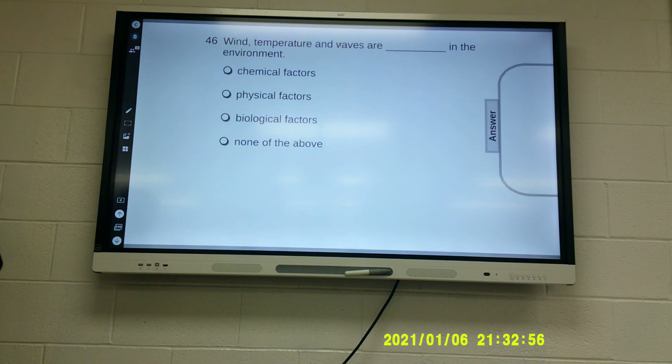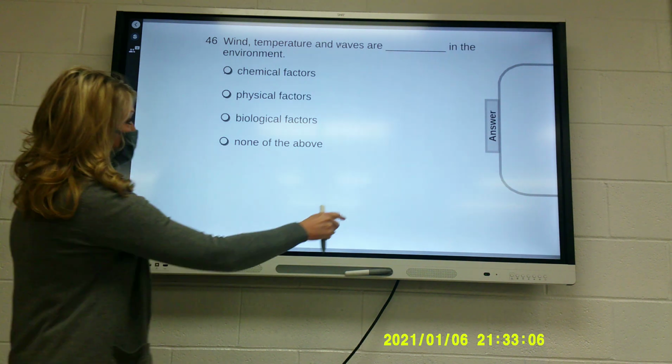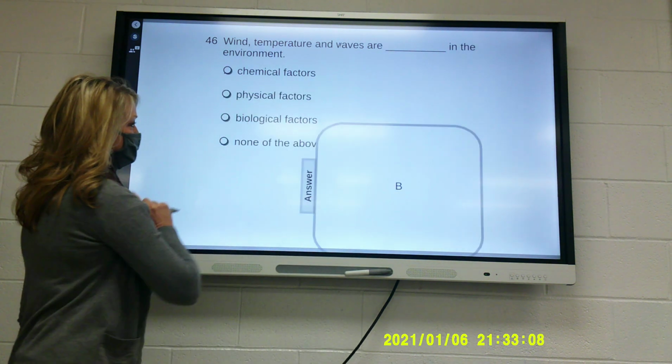Wind, temperature, and waves are blank in the environment. Chemical factors, physical factors, biological factors, or none? What do you think? Wind, temperature, and waves. Physical? Sounds good to me.